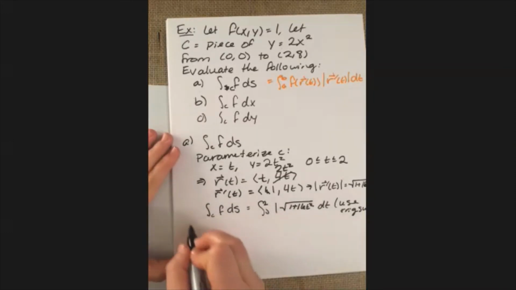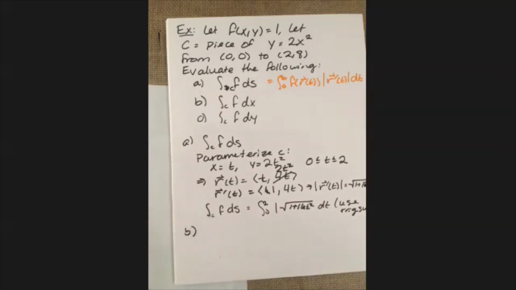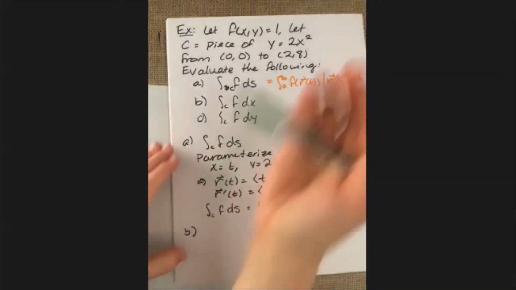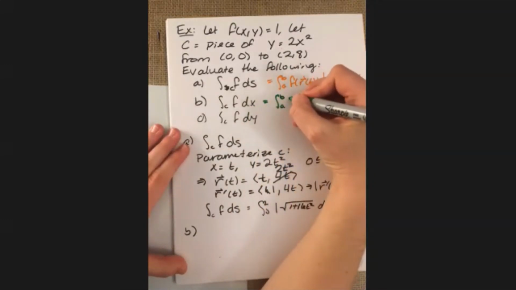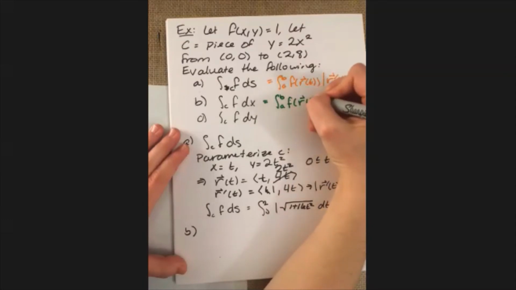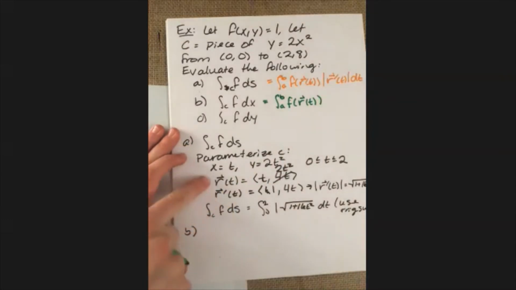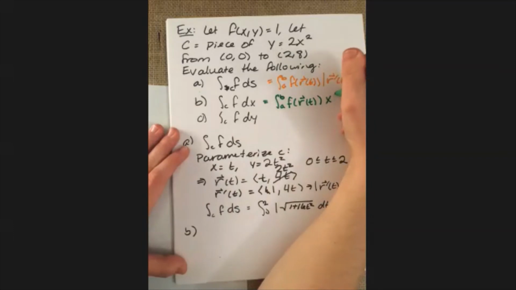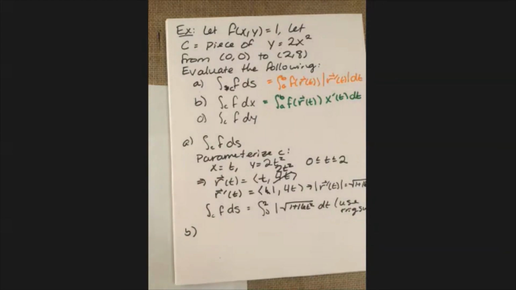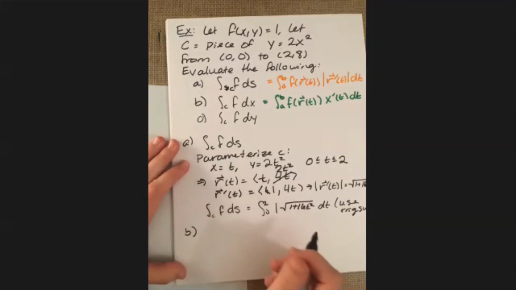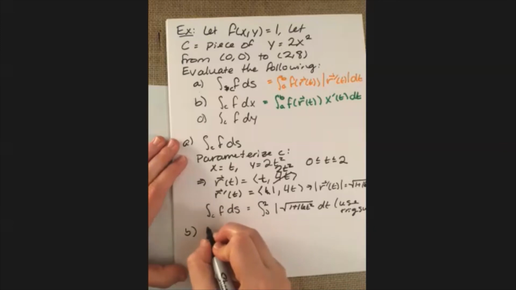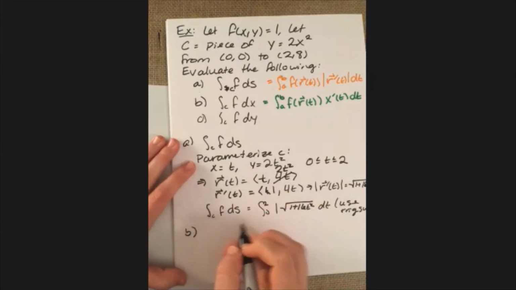Okay, part B. For this one we have a dx, which means we are going to use the integral from a to b of f of r of t, still. So we're going to still need that parameterization, and we're going to wind up recycling this information multiple times. And then we have x prime of t dt. We've already parameterized our curve, so we don't need to do all of that again. We can just plug everything in, because all the work's already done for us.